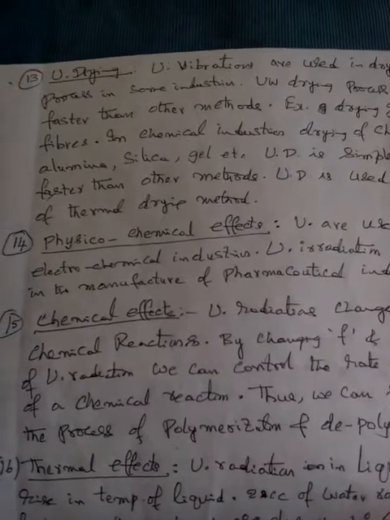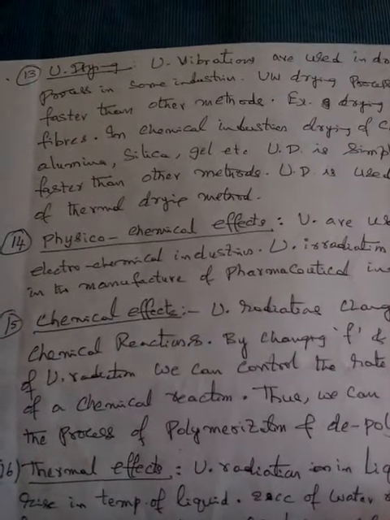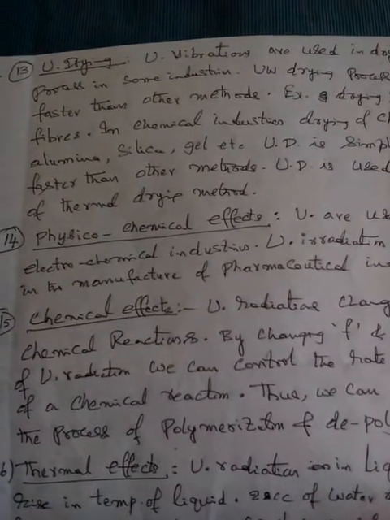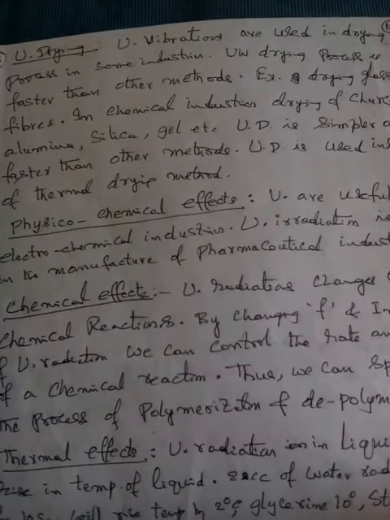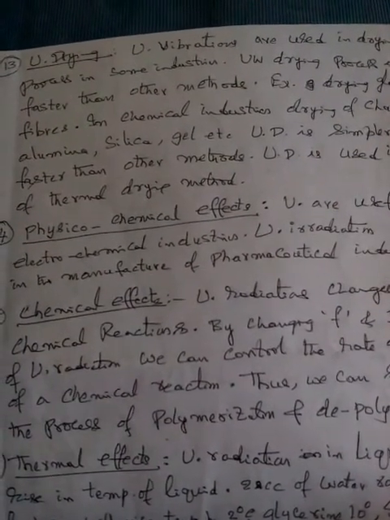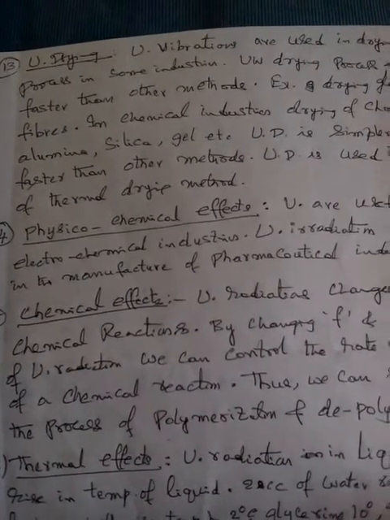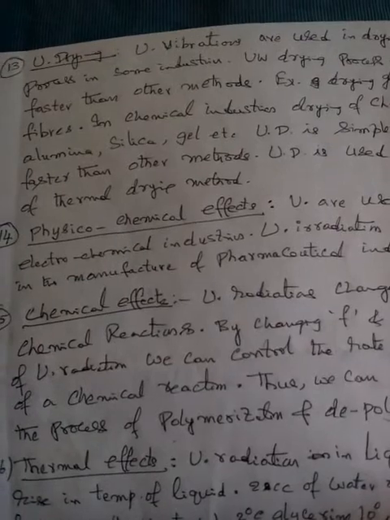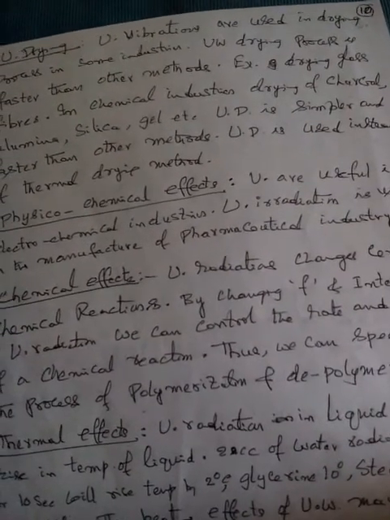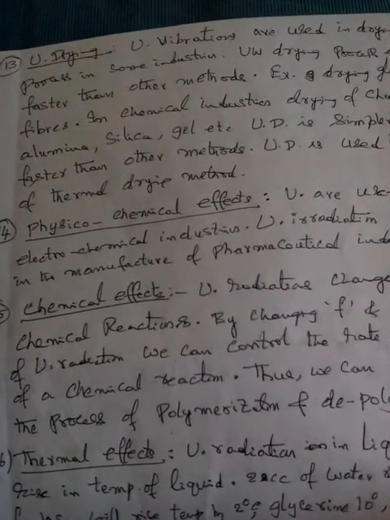So ultrasonic drying is one of the most effective methods, because ultrasonic vibrations are nothing but sound vibrations, which are used for drying particles like glass fibers, charcoal, alumina, silica gel, etc. They can be dried very easily and very fast. Compared to thermal drying, this method is preferred.